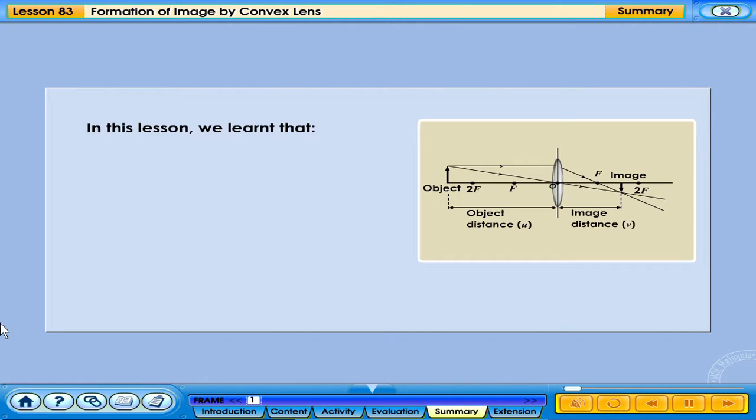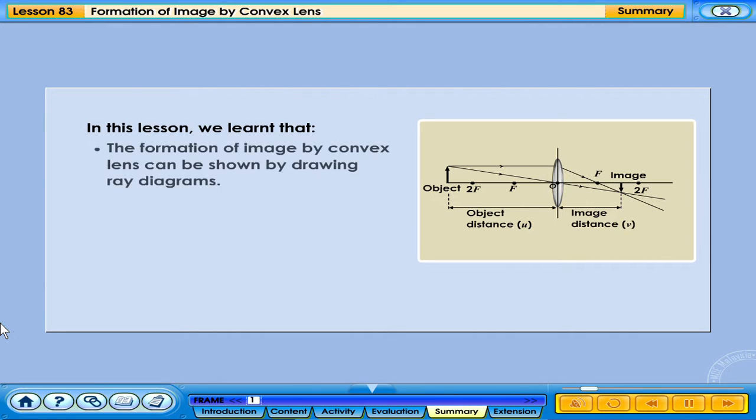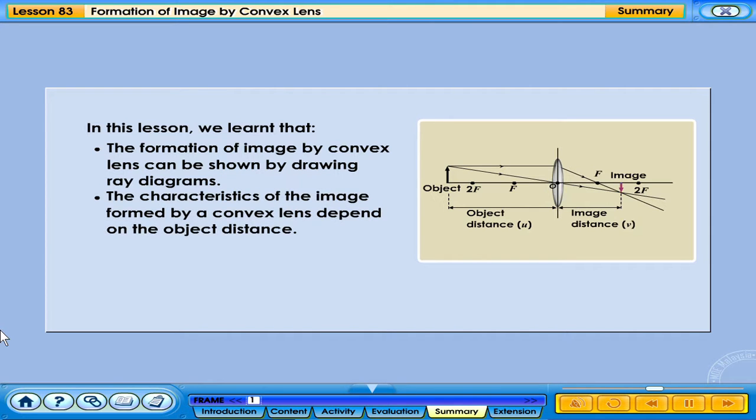In this lesson, we learned that the formation of image by a convex lens can be shown by drawing ray diagrams. The characteristics of the image formed by a convex lens depend on the object distance. The image is also formed on the opposite side of the object.